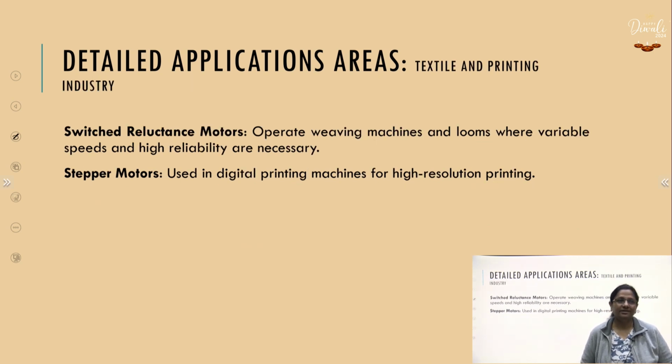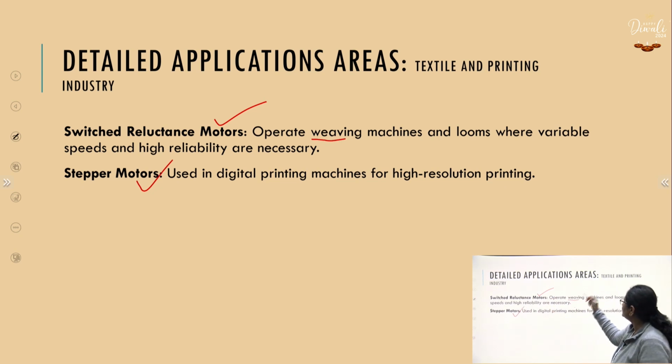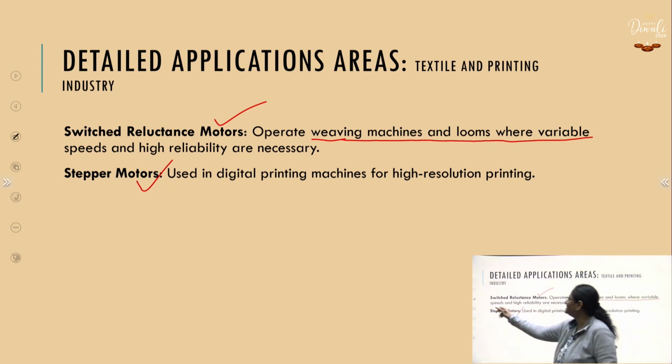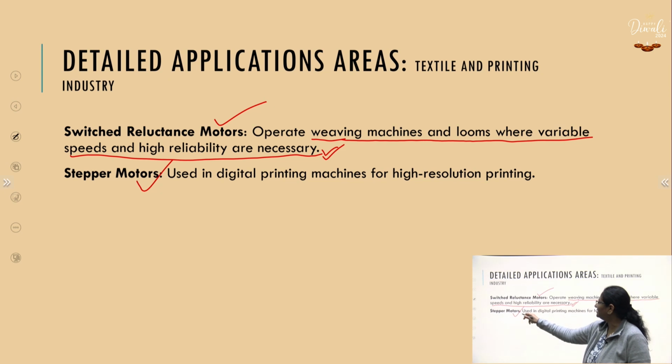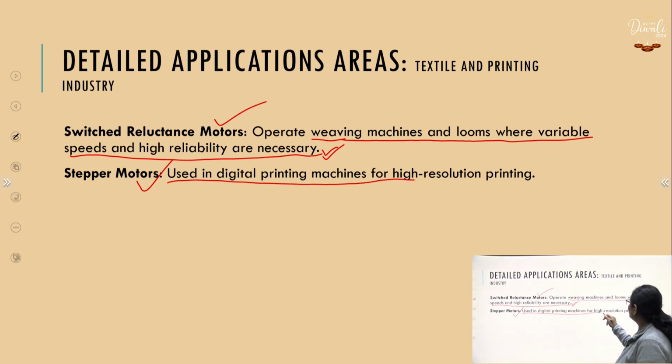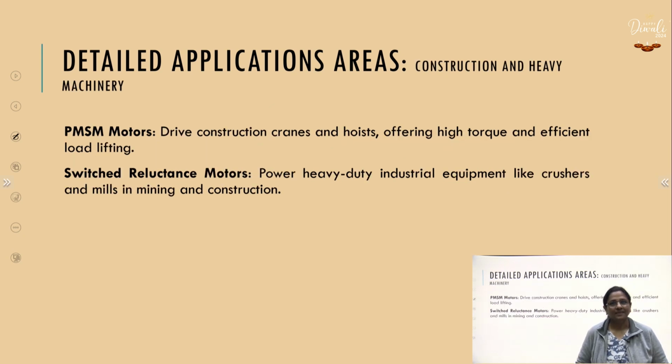Textile and printing industry. The various motors used are the switched reluctance motors and the stepper motors. The switched reluctance motors are used in operating weaving machines and looms where variable speeds and highly reliable operation are necessary. Stepper motors are used in digital printing machines for high resolution printing.